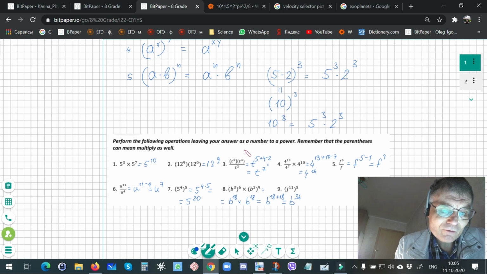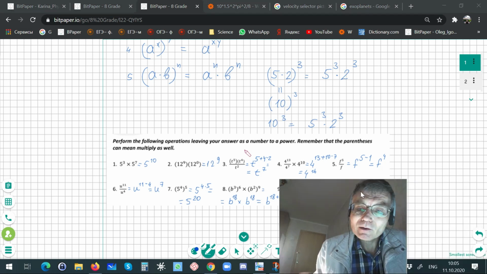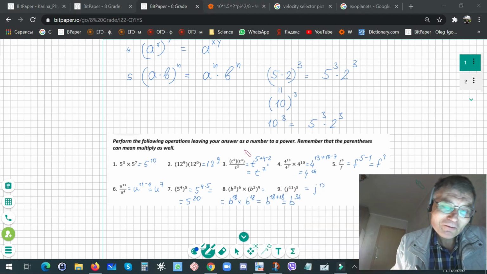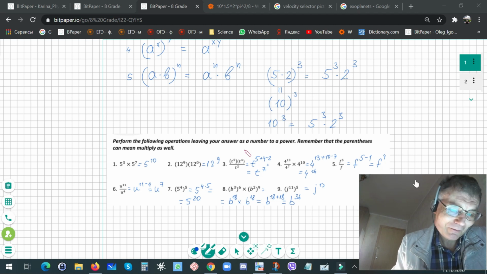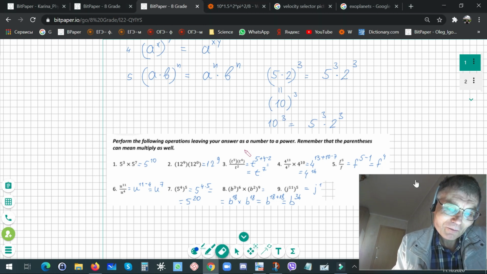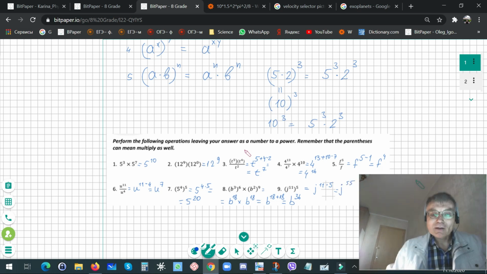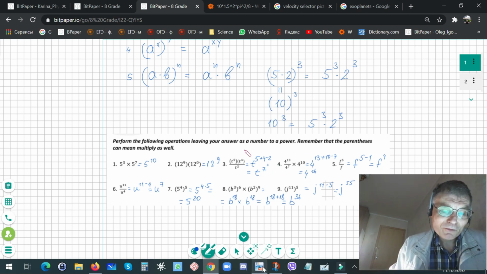And the last one is j to the power of 11, and again to the power of 5. We know that we have to multiply. So it's 11 times 5, and it gives me j to the power of 55. Very well, now let us have a look at Russian problems.